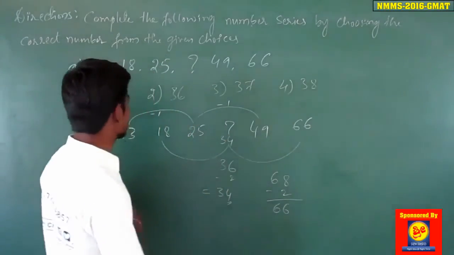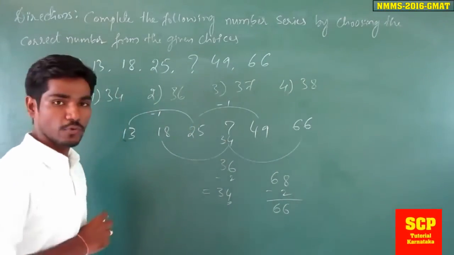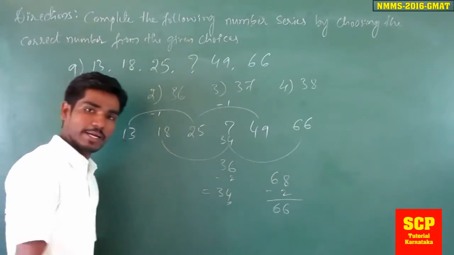Let me check the given options. The first option itself is 34. Therefore, I will consider the first option as the right option.